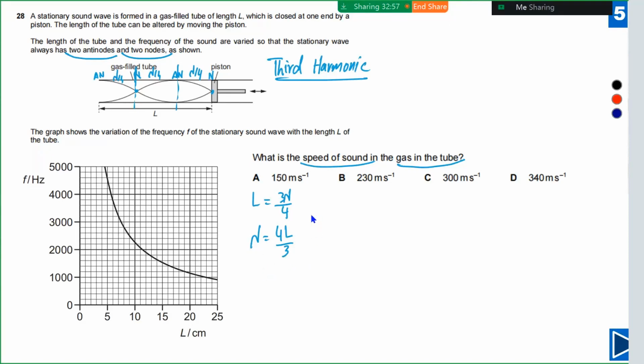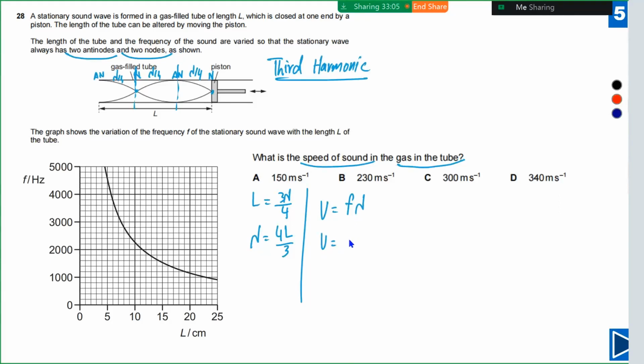You need to find the speed. So V will be equal to F times lambda. We can say V is equal to F times 4L by 3. In this case, speed is constant, because the speed of the wave depends on two main properties. One, it depends on the type of wave: different waves have different speeds in the same medium. And it also depends on the medium: if you change the medium, the speed of the wave will change. In this case, the medium is the same and the type of wave is the same. It means speed is constant.